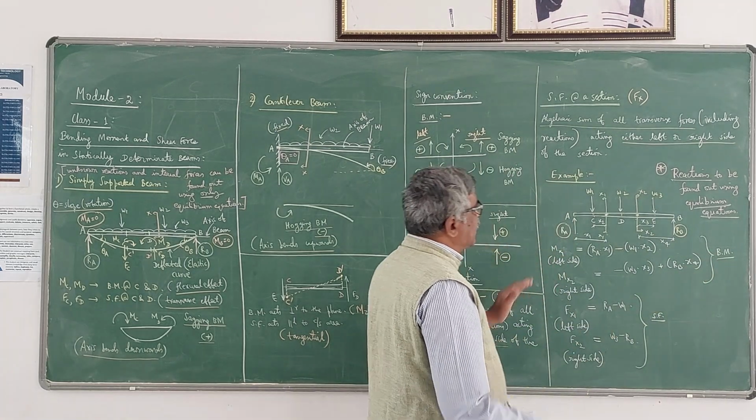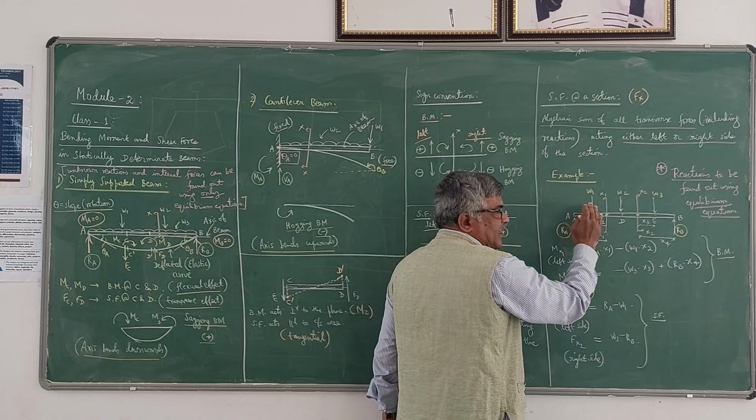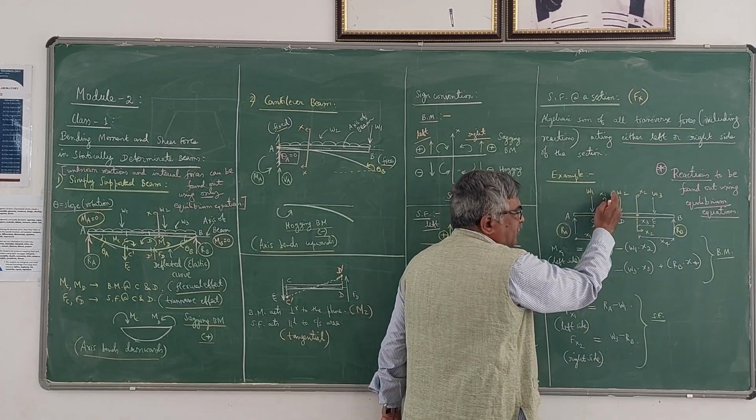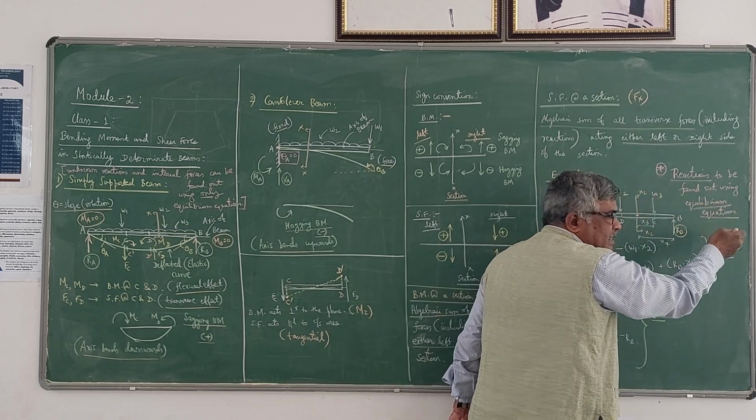Normally, when you move from this end, at the initial points we take the left side. After crossing some point, we can take the right side and calculate. That will be easy.